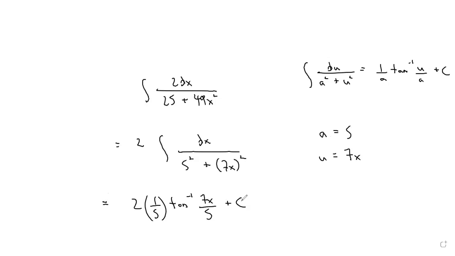Then, of course, you could simplify this a tiny, tiny bit. You've got 2 times 1 over 5, so I would just write that as 2 over 5. I don't see any other simplifications that we can do, though. So 2 over 5 tan inverse 7x over 5 plus c. Okay, so not too bad.